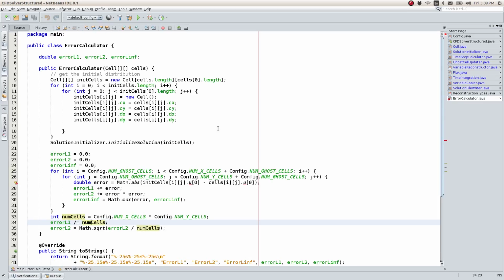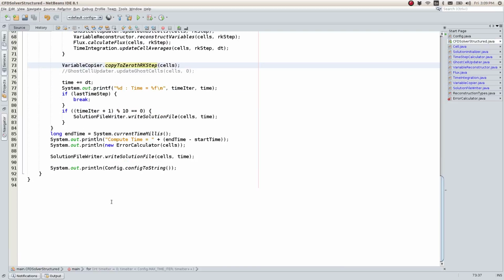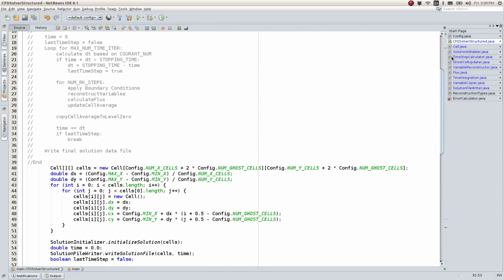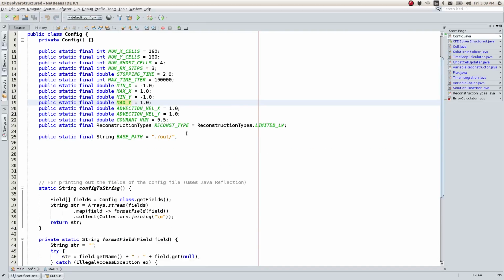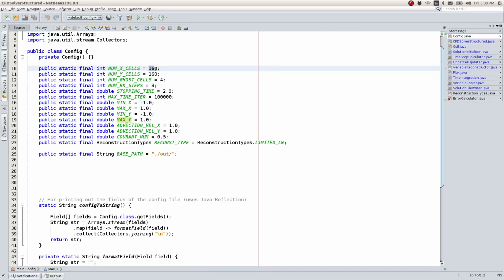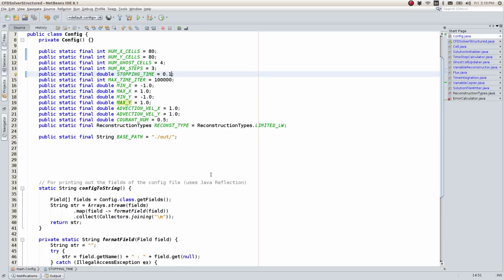Alright, and finally the error calculation. In fact, I'm not going to implement it now. I'm going to just comment it out and leave it as it is. This I have already fixed. This is done, and let's run and see what we get. So let me change the stopping time. I'll change this to say 80 by 80 or so, and I'll change stopping time to say 0.1 seconds, and let's just say this is fine.